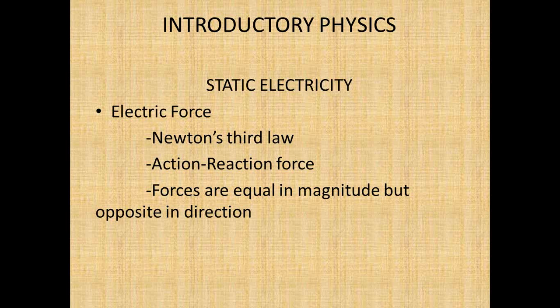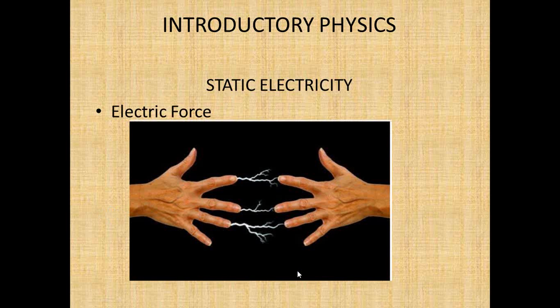If the charges were opposite, positive and negative, you're going to have an attraction. Each of the objects is going to pull the other, the same amount, but in the opposite direction. So the forces are equal in magnitude, but opposite in direction. Newton's third law.